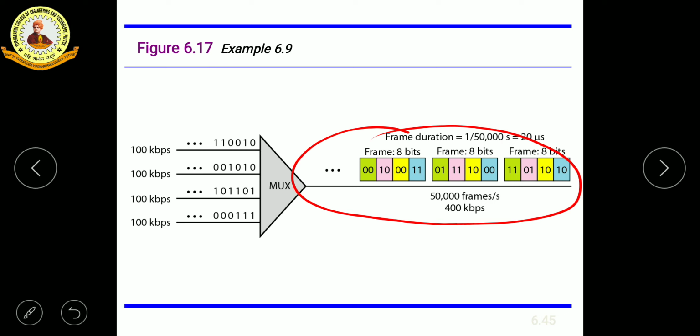Similar to the previous problem. Then the next question is frame duration. Frame duration is 1 by 50,000 second, that is 20 microseconds. The frame rate is 50,000 frames per second, and each frame carries 8 bits. So the bit rate is 50,000 into 8, that is 400 kbps. This is the answer for bit rate. Then the last question, the bit duration, that is 1 by 4 mbps, that is 2.5 microseconds, right?